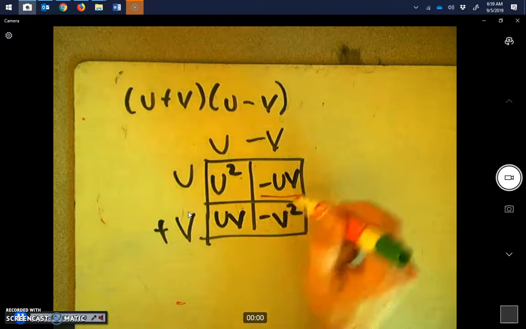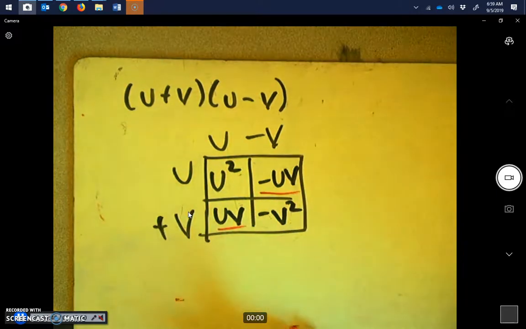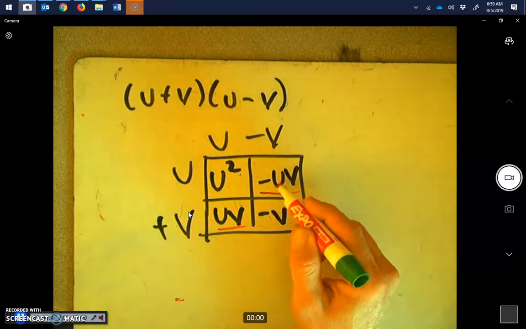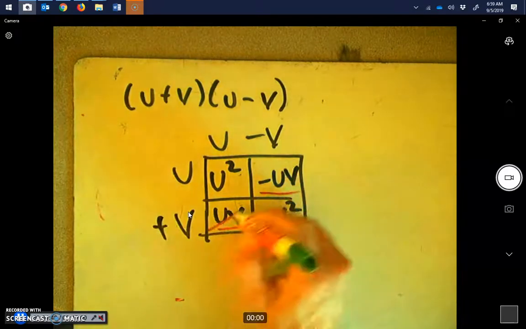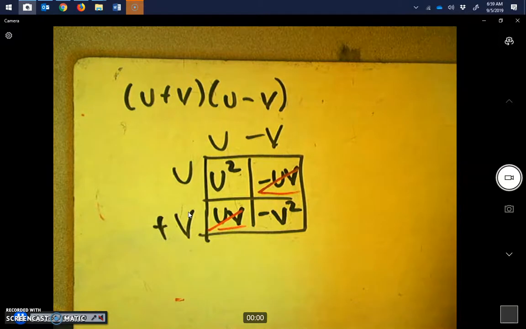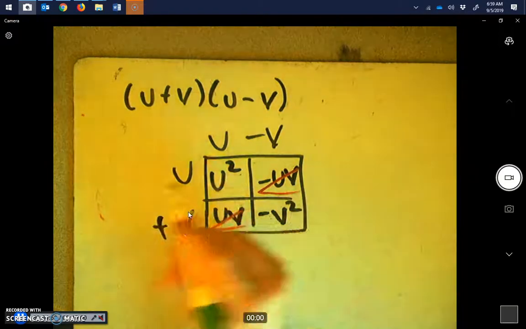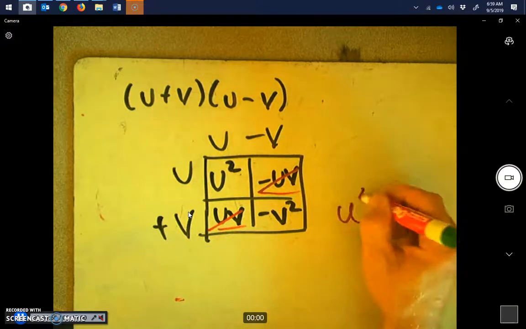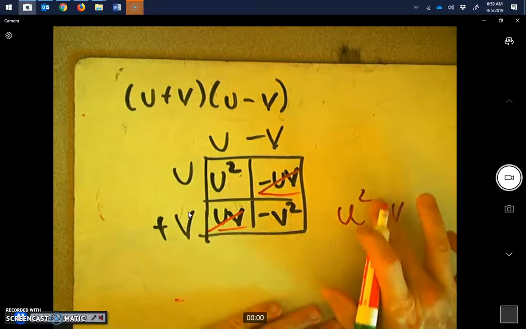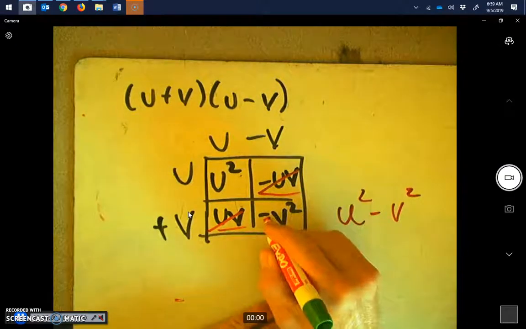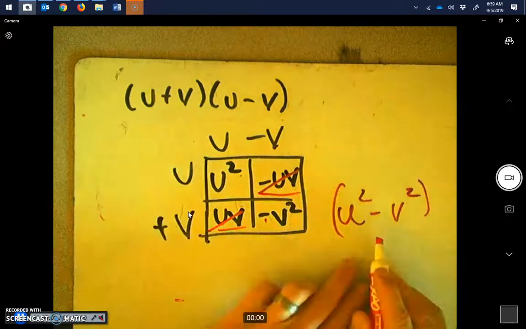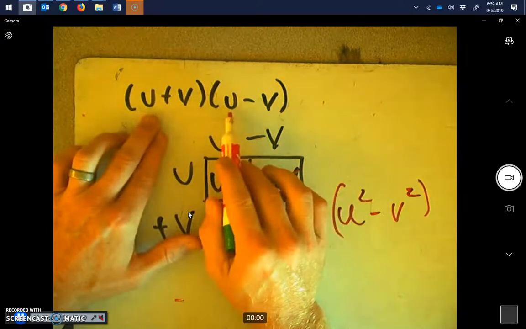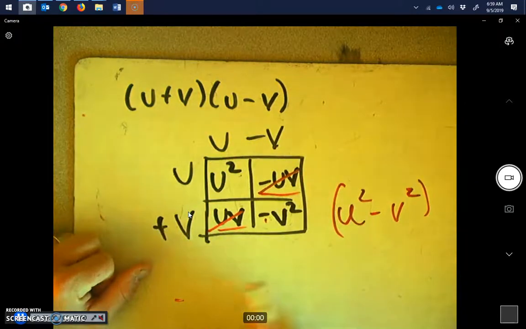So this is the difference of two squares. I should have written it in different colors, sorry. So these ones, instead of adding to each other and getting a 2 out in front, they cancel each other out. Remember how we had differences of squares? If you have U squared minus V squared, difference is subtraction, and that's subtraction right here, we know we can factor this into u plus v and u minus v.